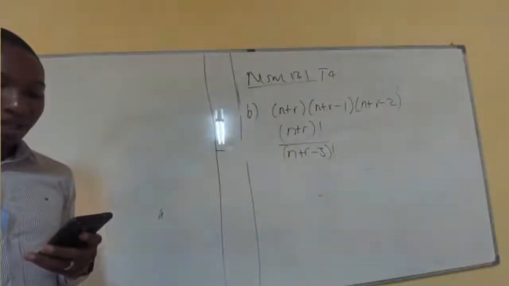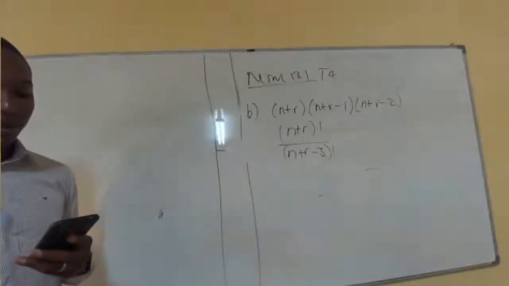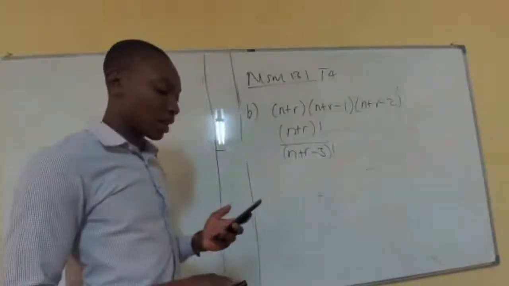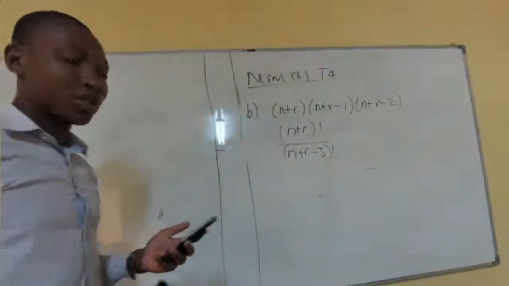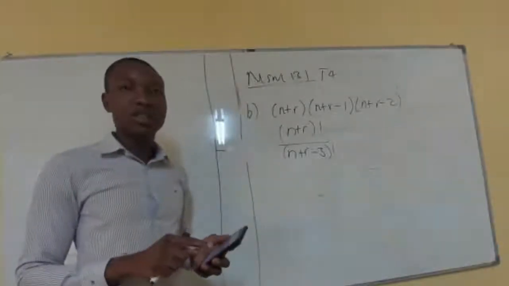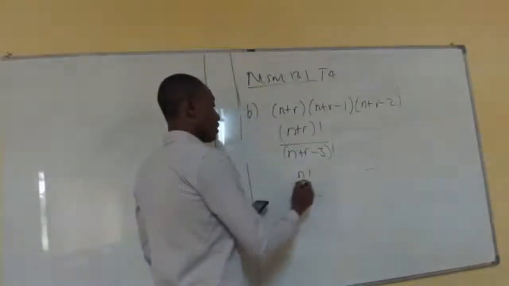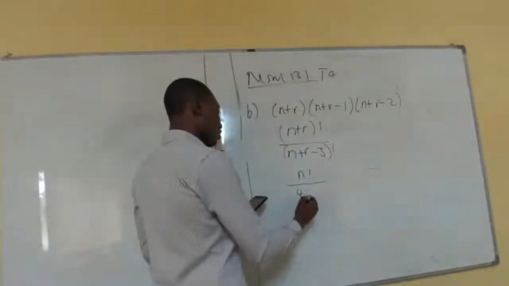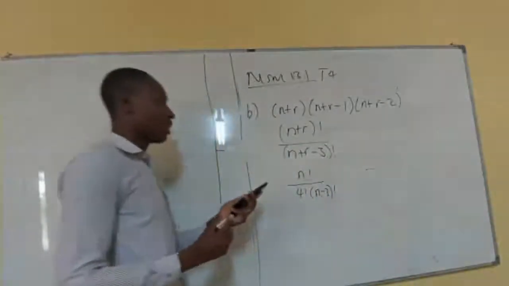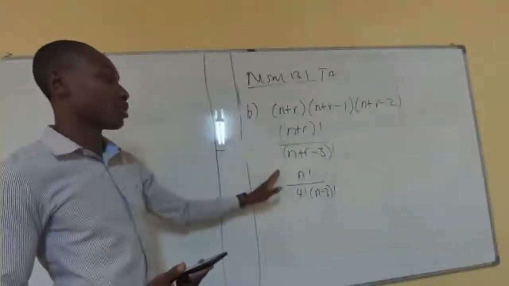Maybe let me do the next one, which is part 3. I've shown you how to do the other one, and part 3 is similar. The first one there is n, so it's going to be n factorial over. You will notice that 4 times 3 times 2. Let me write that. So this one is going to be n factorial over 4 factorial, then n minus 3 factorial.